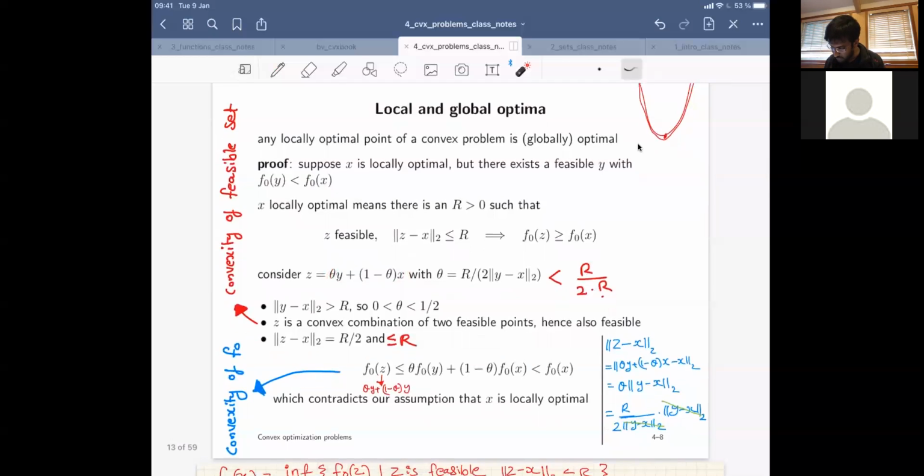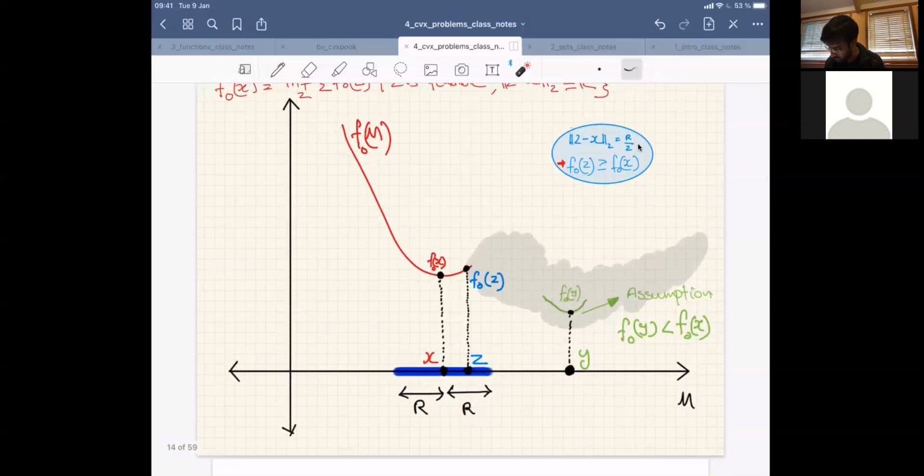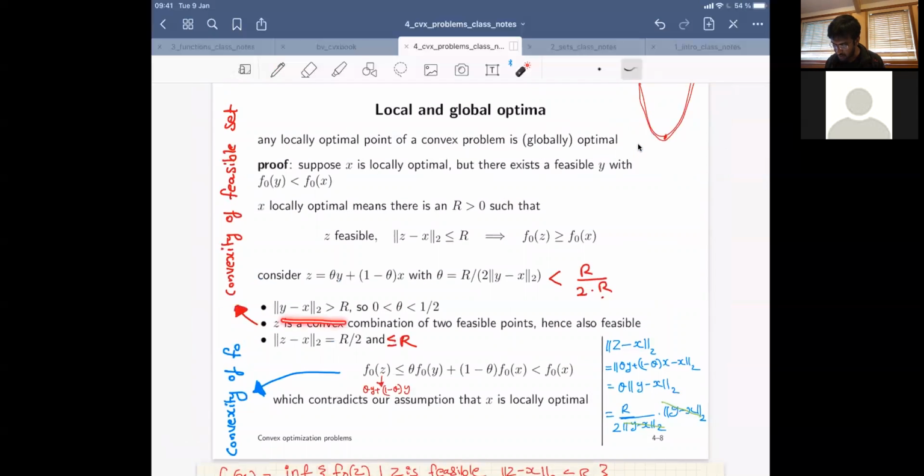And now what I do is I pick a theta value which is r by 2 into the norm of y minus x. But you know that y minus x should be greater than r, right? Because you assume that this has a lower value than f0(x), then it cannot be in this neighborhood, the neighborhood of the definition associated with the local minimum. If this is in the neighborhood, then of course this has to take a value greater than r. So we know that the norm of x minus y, the distance between x and y, has to be greater than r. So if you plug that here, you can see that the value of theta should be between 0 and 1 by 2. Okay.